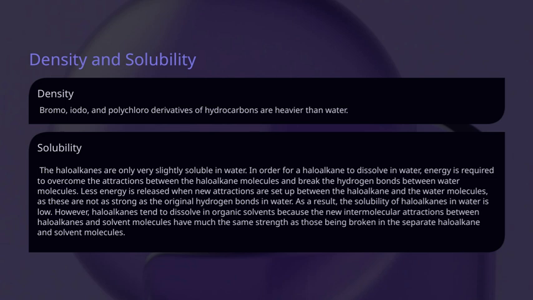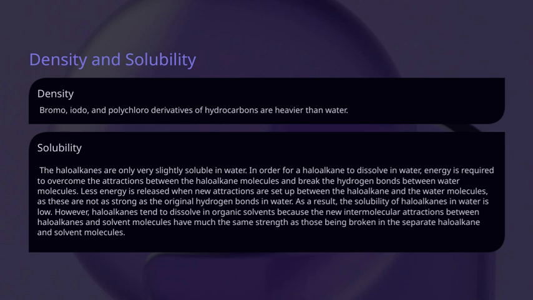On the other hand, when new attractions form between the haloalkane and water molecules, they don't release as much energy because these new interactions are not as strong as the original hydrogen bonds. This imbalance means that dissolving haloalkanes in water is not very favorable, which explains their low solubility.